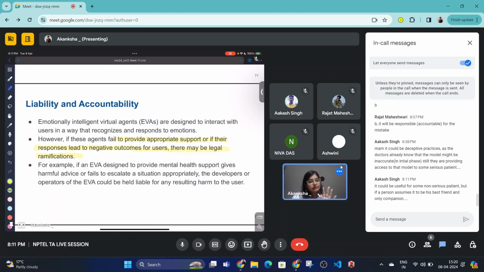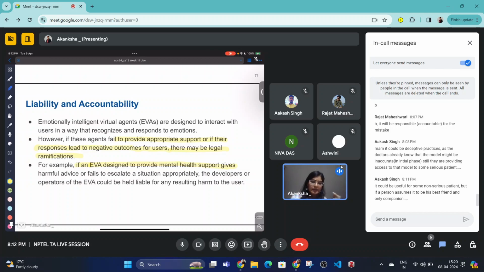So somebody needs to be held accountable for the negative impact on your mental health just because one virtual agent told you to do this thing. Okay, this is the point here. Like, you went to seek some mental health guidance, but they are guiding you in a wrong direction, and it just made your condition worse.